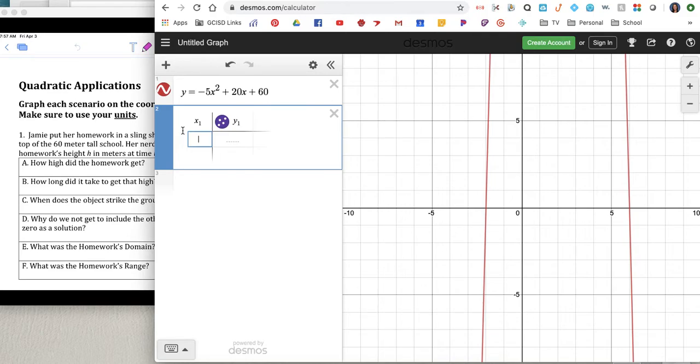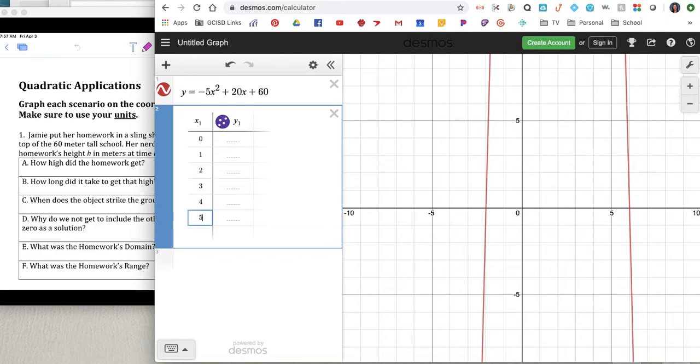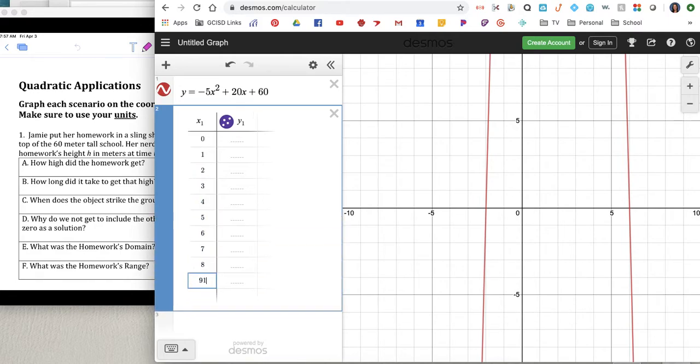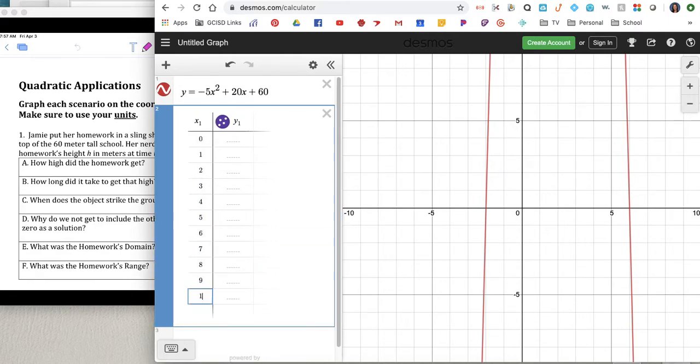Okay, so in the x1 column, you're going to type 0, enter, 1, enter, 2, enter, all the way down to 10. If you need more time, obviously, you can pause it. Okay, that's your full table. We're never going to go past 10, at least on the notes. I think on the practice, there's one of them that goes to 15. Just type what you need.